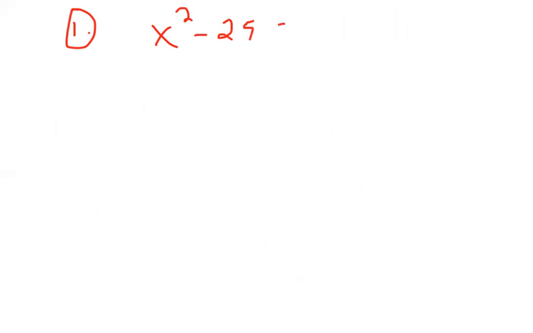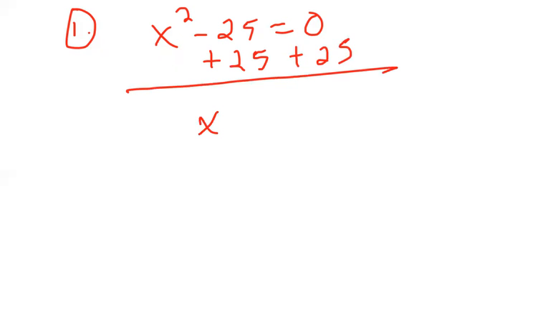And I'm doing this one first because it was in the previous method I talked about, which was factoring. So on this one, I'm going to try to isolate the square term by adding 25 to both sides. So I get x squared is equal to 25. Now, once I have the x squared term isolated, I'm going to take the square root of both sides.